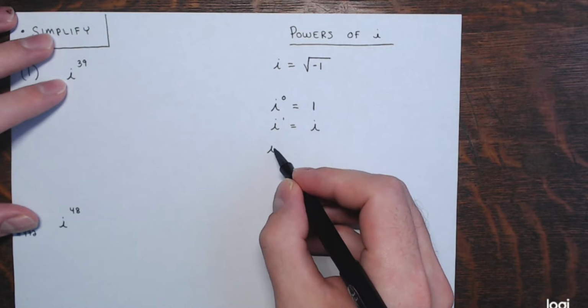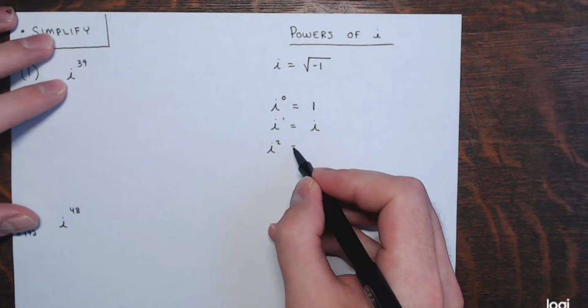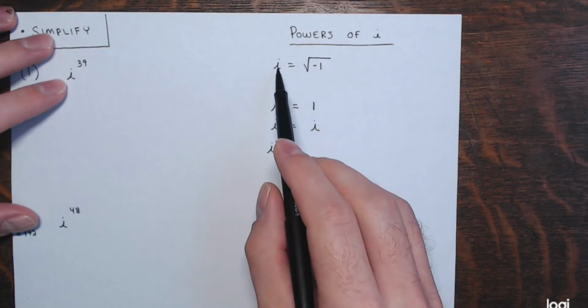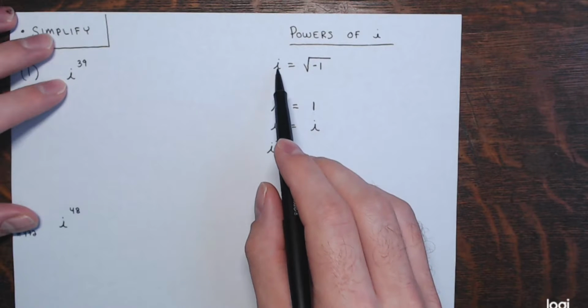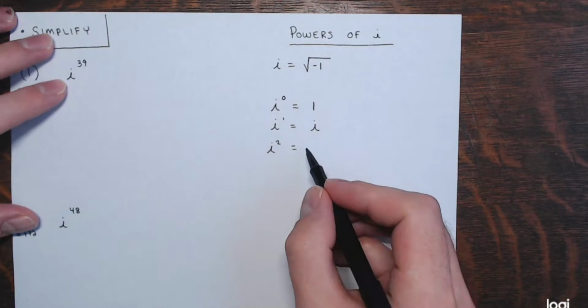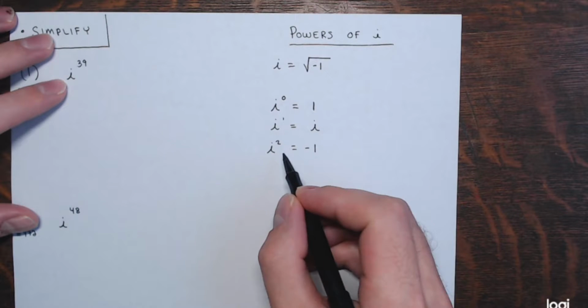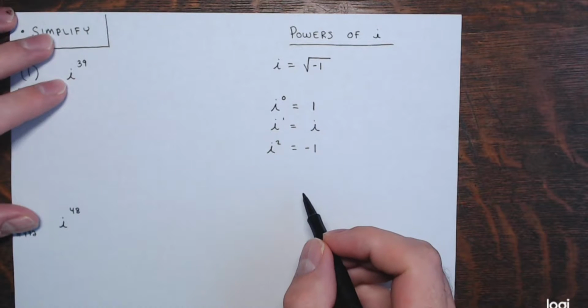Alright, then I squared, right, I to the 2nd power. Remember, I is defined as the square root of -1. So that means when you square I, you get -1. Right, so I squared is -1.